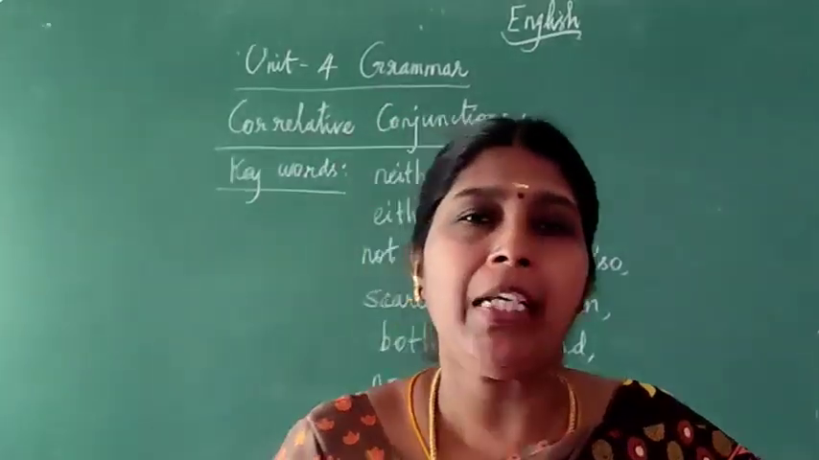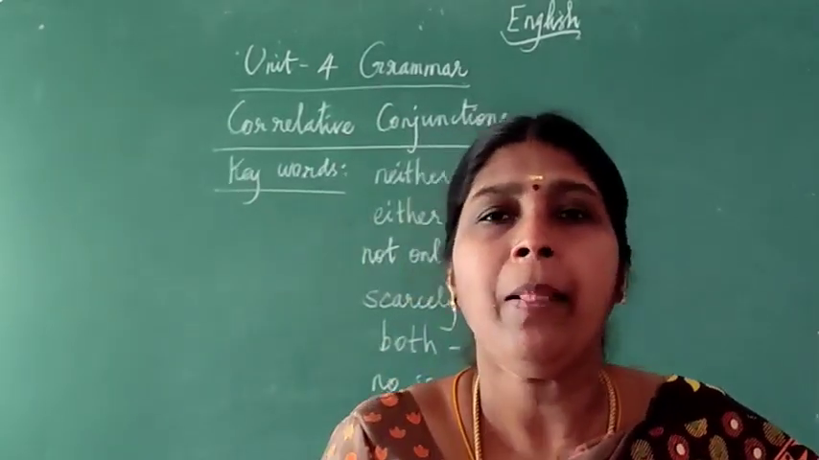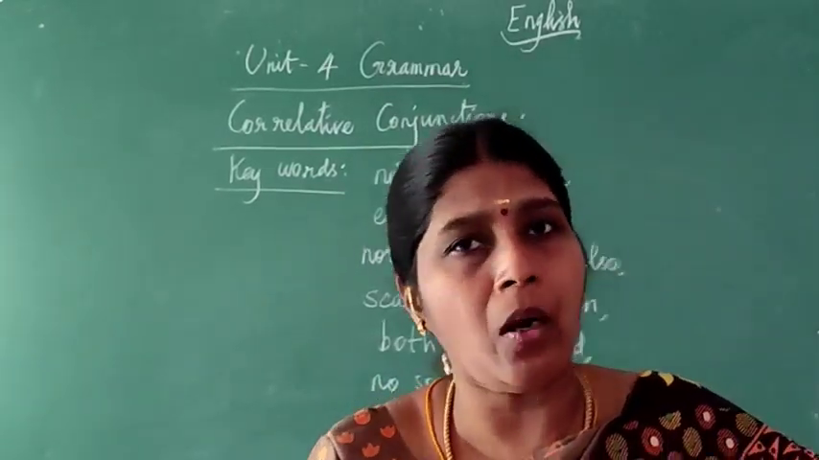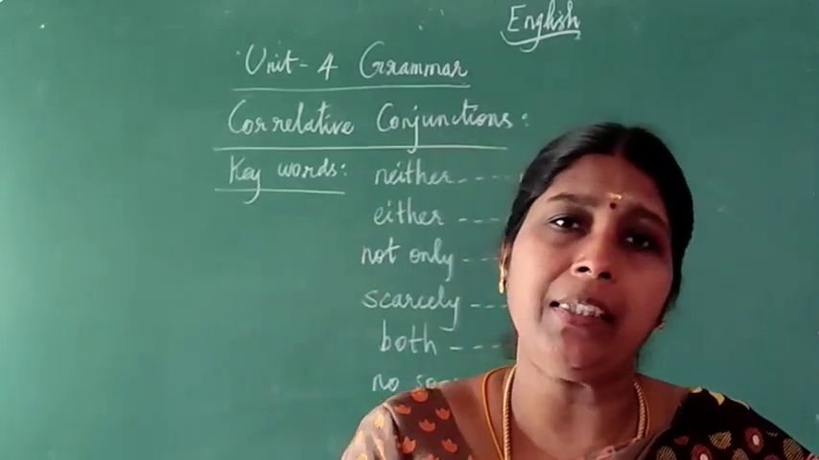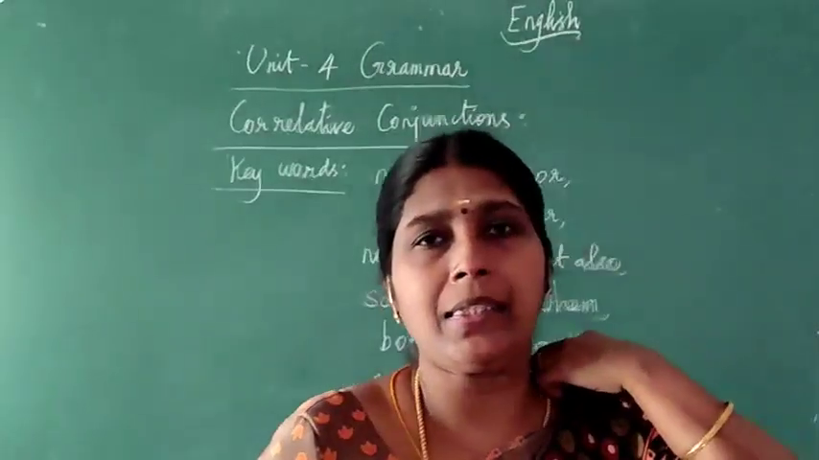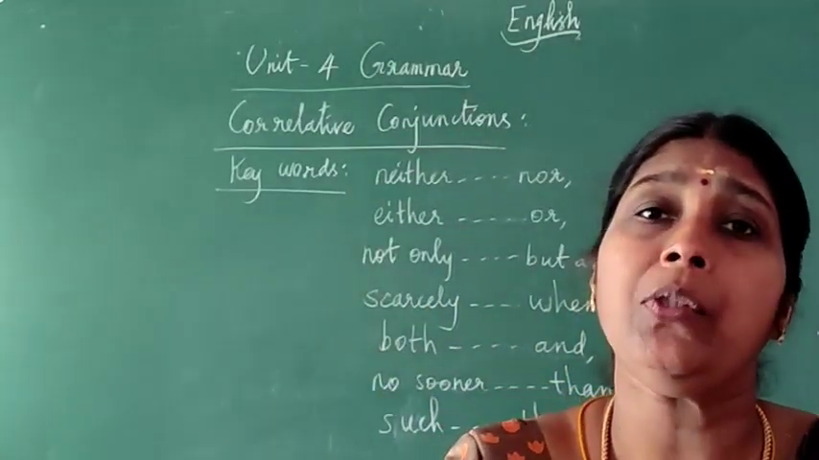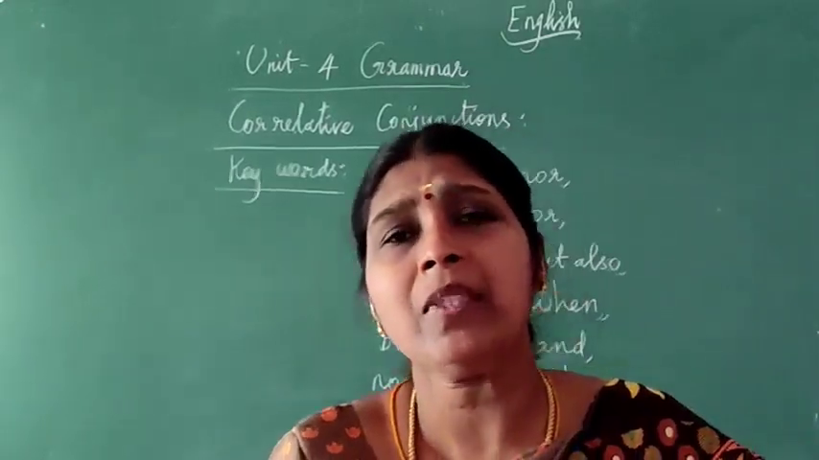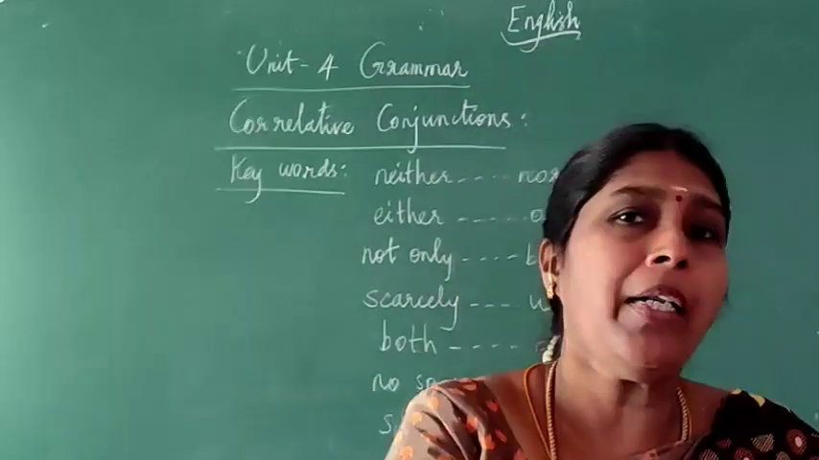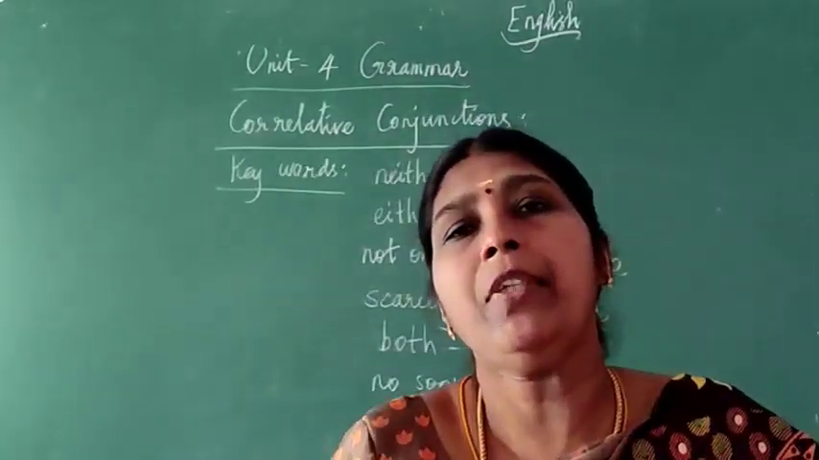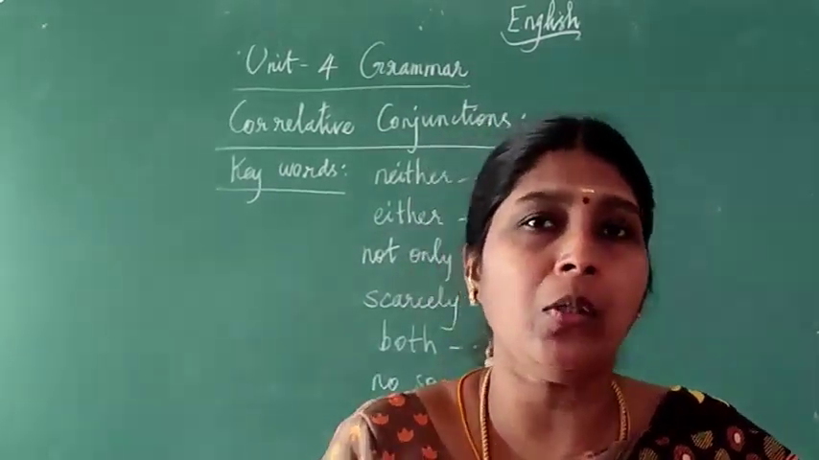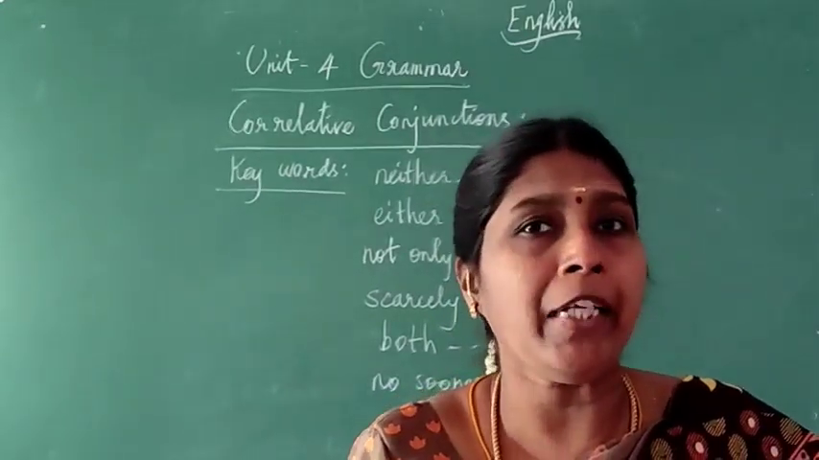First one, coordinating conjunction. Two words or two sentences are joined by conjunction words: and, but, or, so, like that. That is a coordinating conjunction. Then subordinating conjunction, that is used to introduce a subordinate clause. Here there are two parts, the main clause and the subordinate clause. The subordinate clause is joined with the main clause by using a subordinating conjunction: if, unless, although, though, even though, when, after, before, like that.